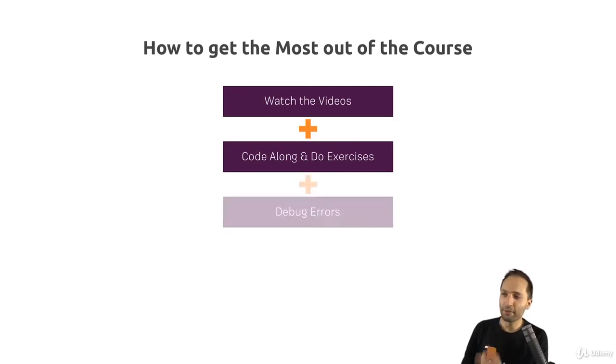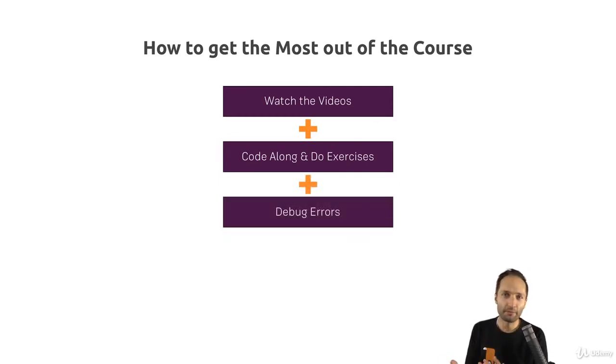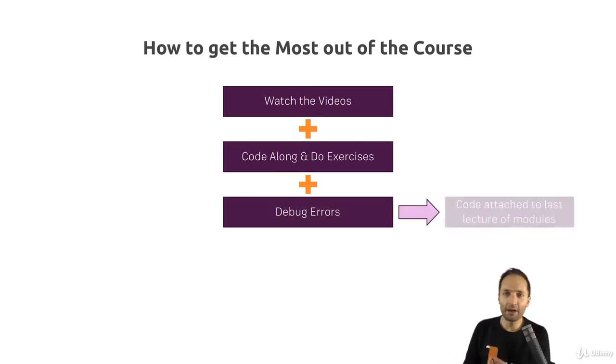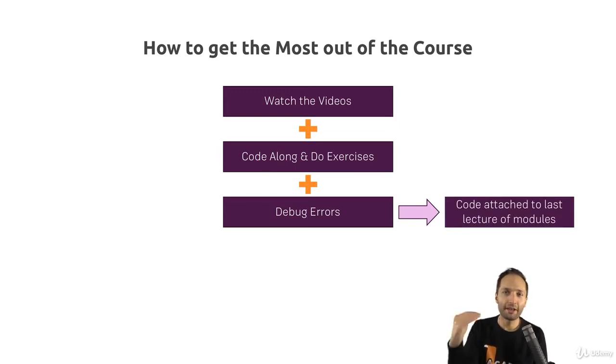Now, in addition to that, also debug your errors. Because although you code along with us, there might be cases where your code is not working at all. And for that, you can find the source code attached to the last lecture of each module. So take this code and compare it to yours and try to see where you might have made some little mistakes, for example. That's also important because with that, you take a closer look at your code, and with that, this again helps you to understand and memorize certain concepts.